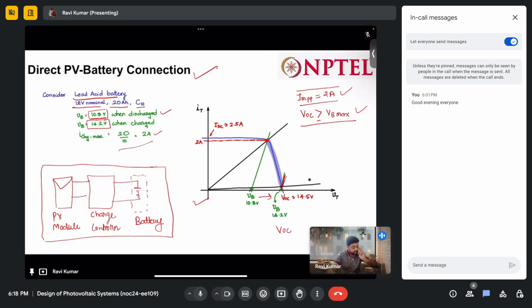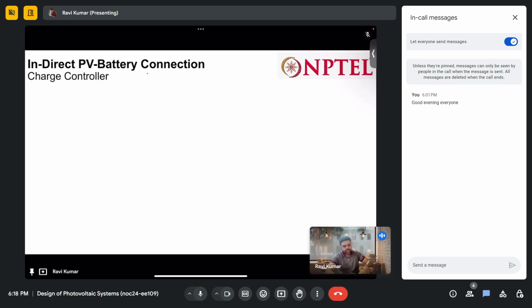So let us understand this thing as well. Indirect connection of the PV battery connections. What we have is a PV module connected with a battery and then connected with a load, and here we have switches. So this is the configuration.